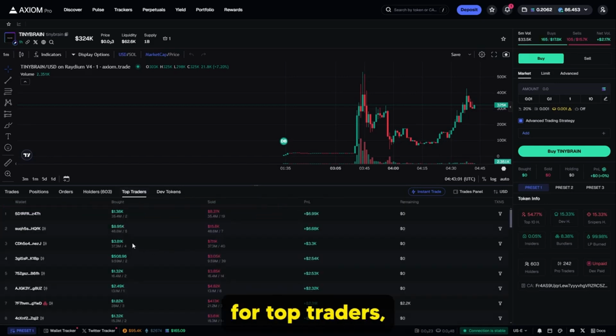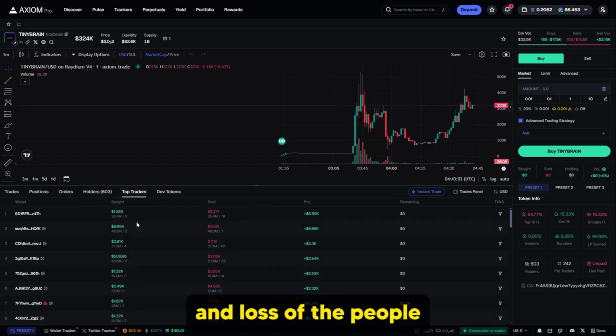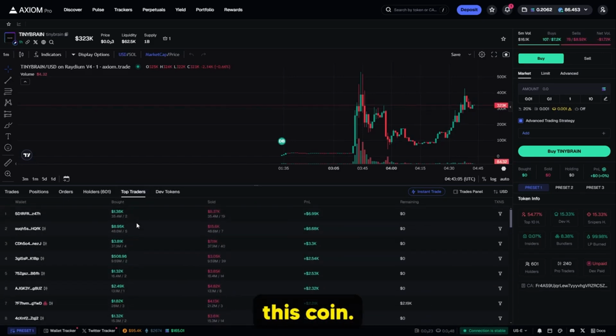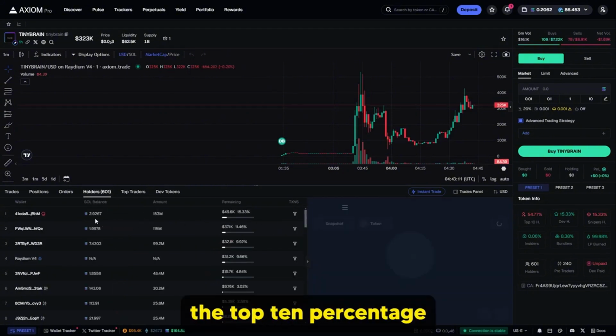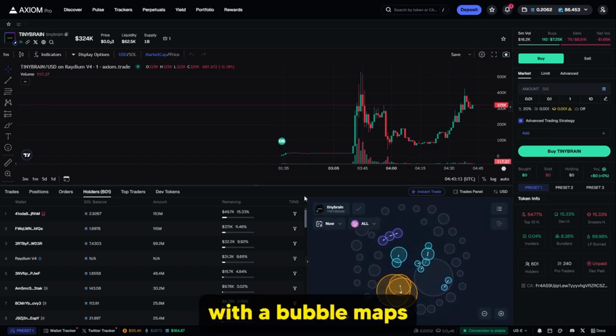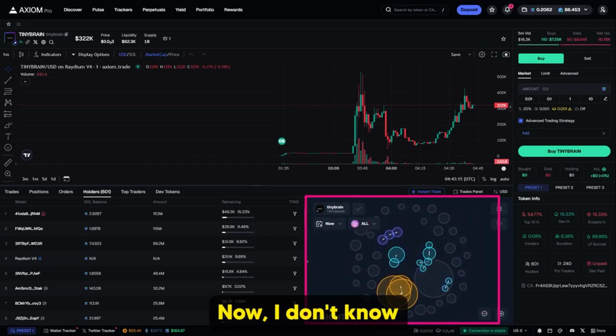Of course, for top traders, once again, it's going to show you the profit and loss of the people who have traded this coin. Useful information if you're trying to gauge how much individuals have made. Also, you can see the holders, the top 10%, and then it will come up with a bubble maps right here.